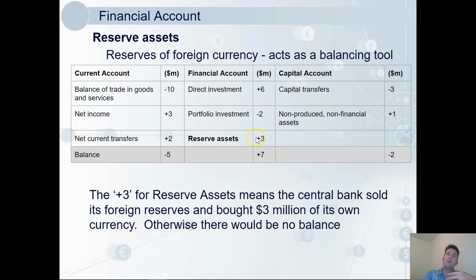What the central bank therefore has to do is sell some of its foreign currencies to buy its own currency. They would buy $3 million of their own currency to count as an inflow in the financial account, this one here. The weird part is that although they lose foreign currency, their assets, it is marked as a credit. This is because it's an inflow of dollars coming in.